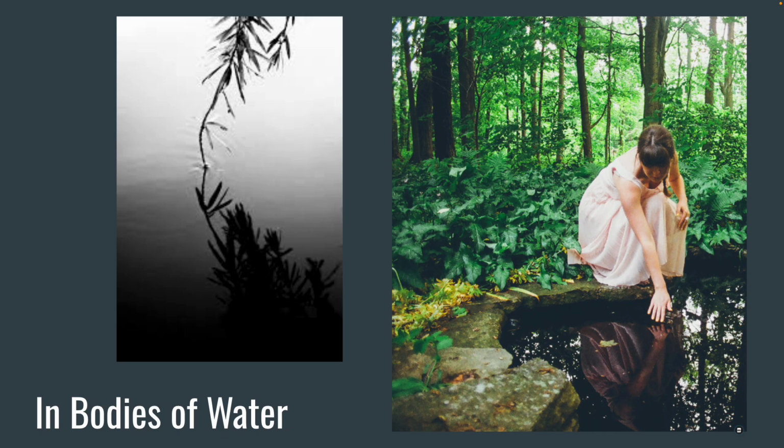In the example on the left, you just know that it's a body of water of some sort, and you have the reflection of the branch going across the image, and then you see the branch itself touching the top of the water. On the right, you have this little pond that the woman is touching, and you see her reflection in there.